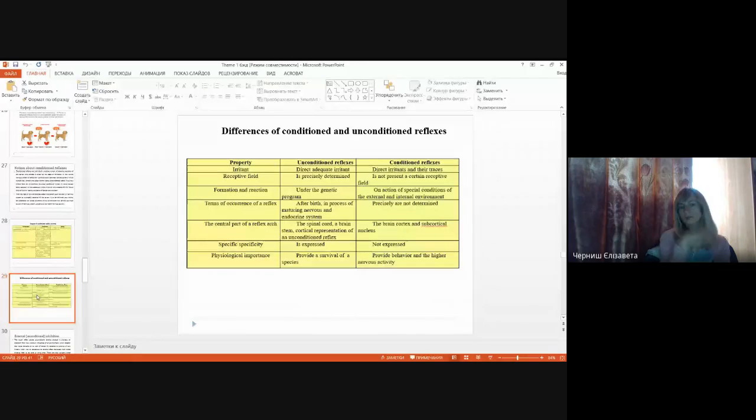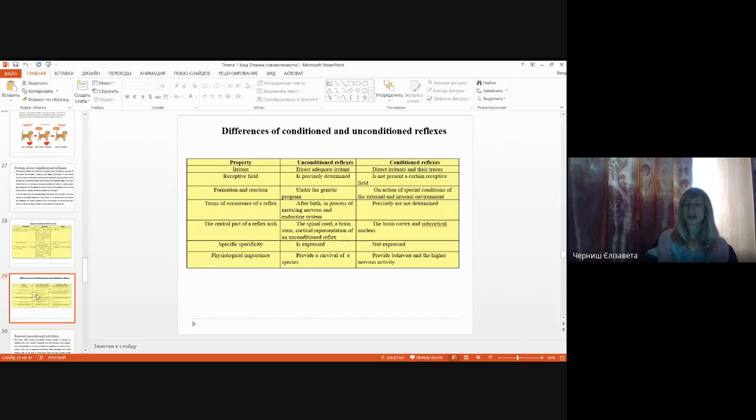You can see the properties, for example, irritant: unconditional reflexes have a direct, adequate irritant, while conditional reflexes have direct irritation, etc. If we look at the central part of the reflex arc, the unconditional reflex is connected with the spinal cord and brainstem, while conditional reflexes involve the brain cortex and subcortical nuclei. And regarding specificity, some unconditional reflexes provide several species-specific features.